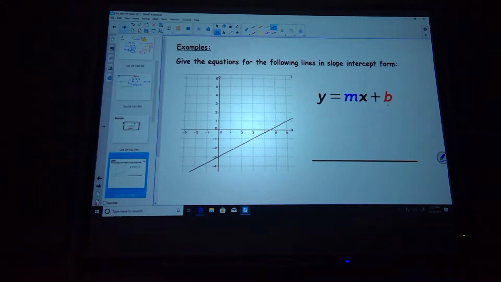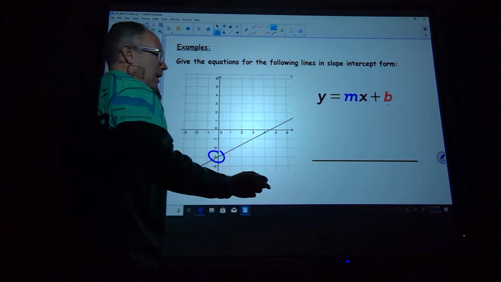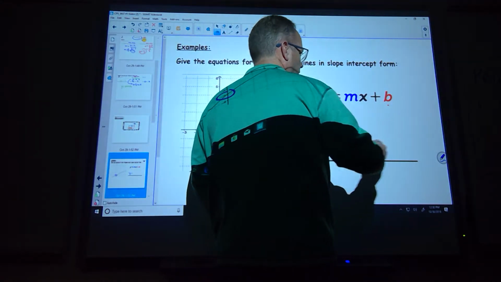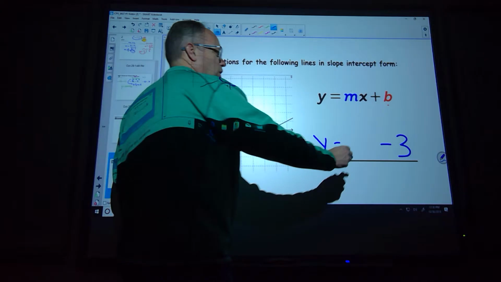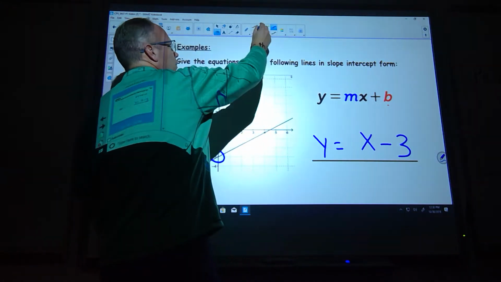All right, give the equations for the following. So what does it appear the y-intercept of this line is right now? -3. I have a y-intercept of -3. So I have y equals, I know I'm going to have -3, and I know I'm going to have an x right here. So let's figure out what the slope is going to be.